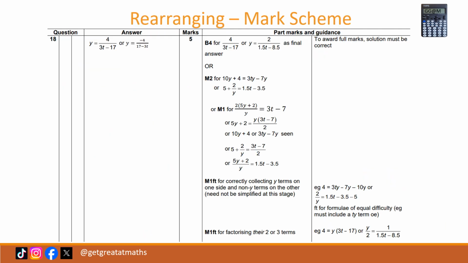Now the mark scheme shows that there are 5 marks for this question. We've got B4, which means 4 method marks. M2 is 2 method marks, and M1 is 1 method mark. M1 FT means a follow through mark. So FT means follow through. So if you've rearranged your question incorrectly, but then you still did the correct method, then you can still get method marks for this question.